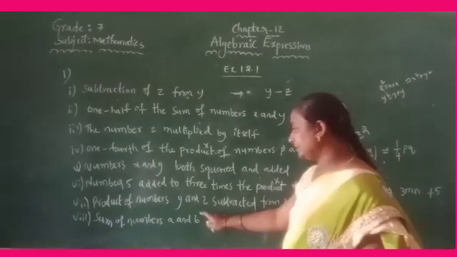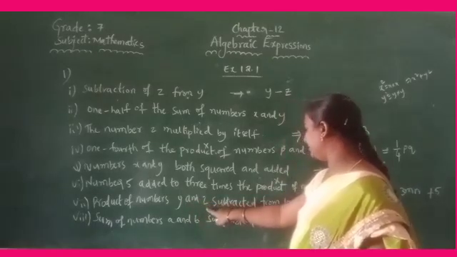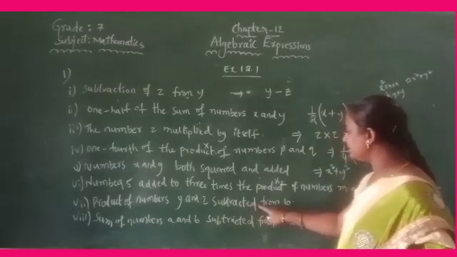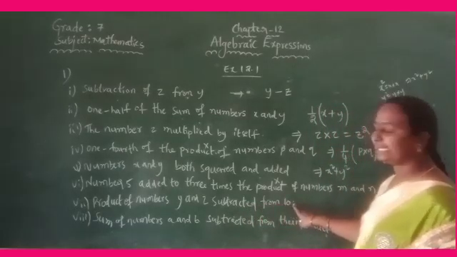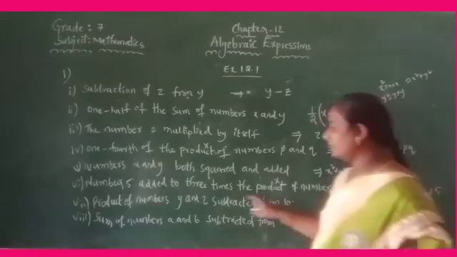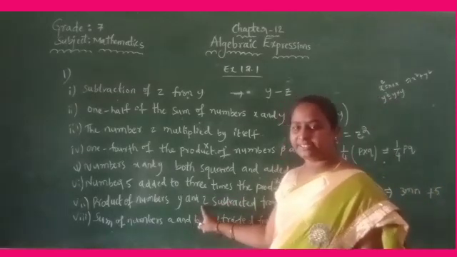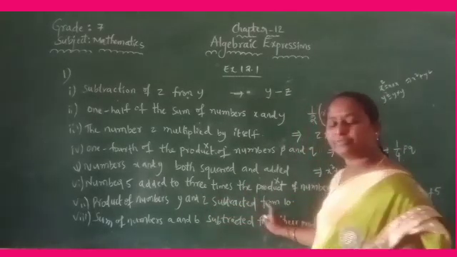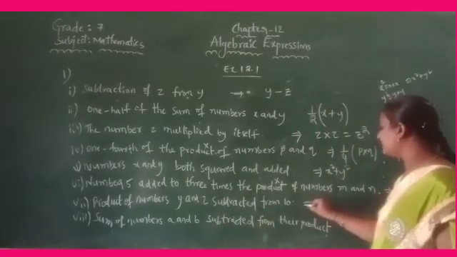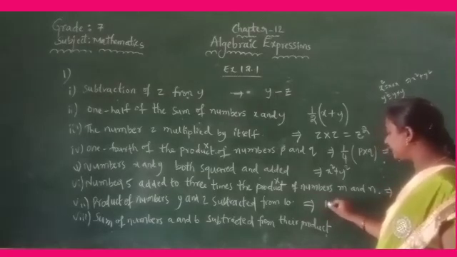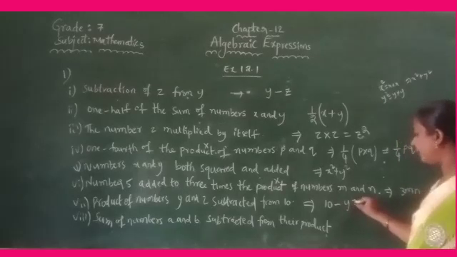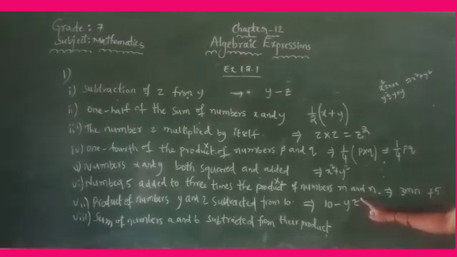Next, see 7th one. Product of numbers y and z subtracted from 10. Product of y and z is yz. Very good. Subtracted. This yz is subtracted from 10. So 10 you write first. 10 minus product of numbers yz. Then the expression is 10 minus yz.